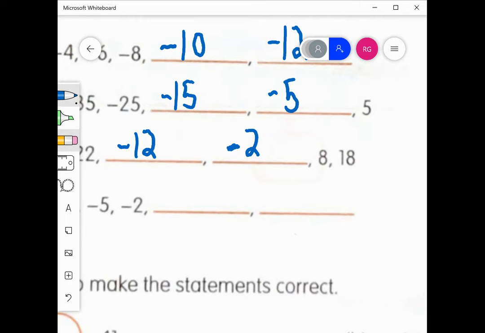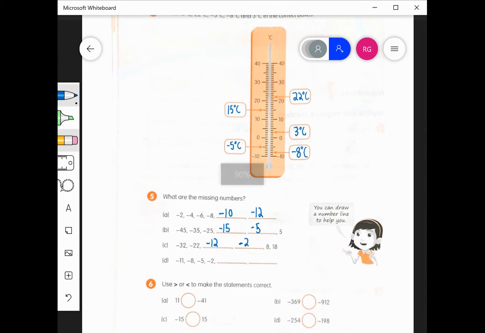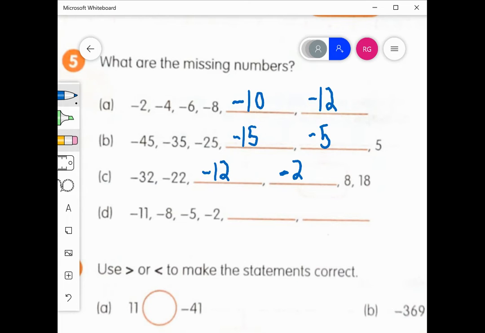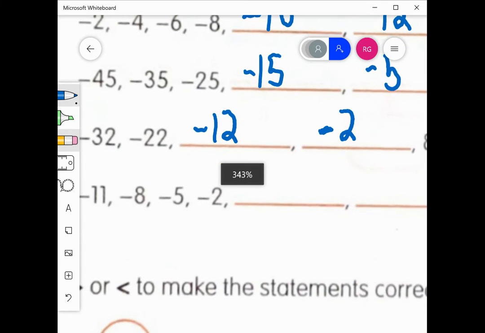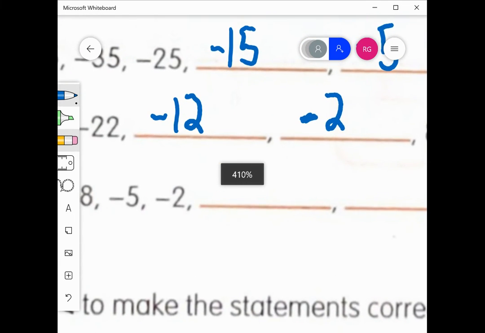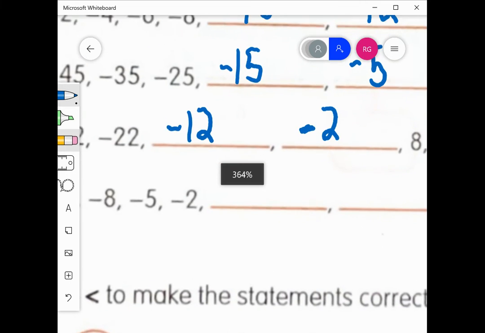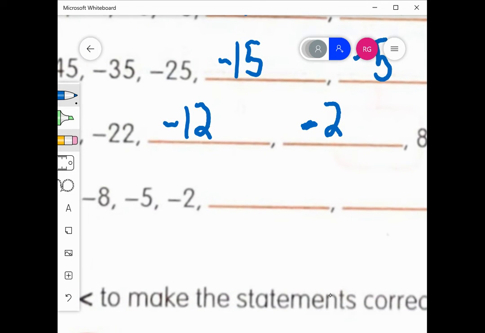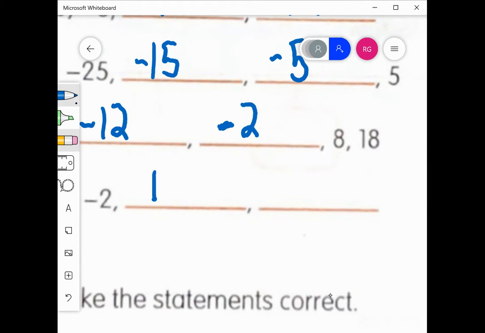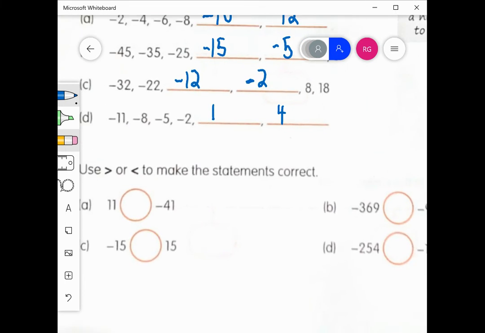All right, and let's go on to the next one if I can find it here. D is -11, -8, -5, -2. It looks like they're adding 3 each time. So I'm going to say this is 1, and this is going to be 4. All right, we got that.